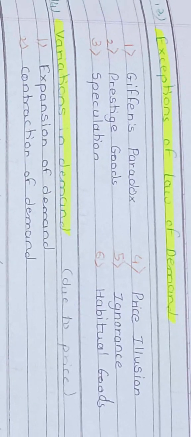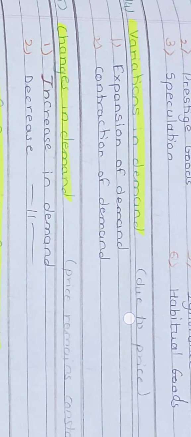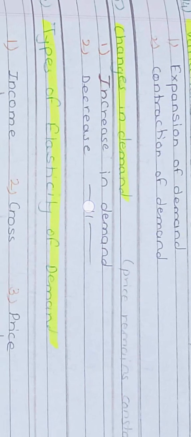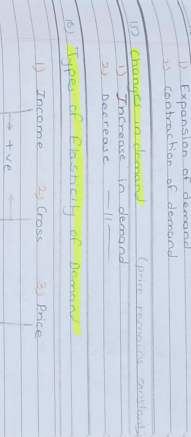Now let's see variations in demand. It occurs due to the change in price. First is expansion of demand and second is contraction of demand. Next is changes in demand, where price remains constant but other factors change. First is increase in demand and second is decrease in demand.